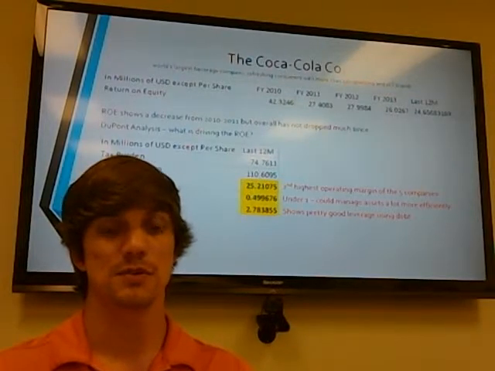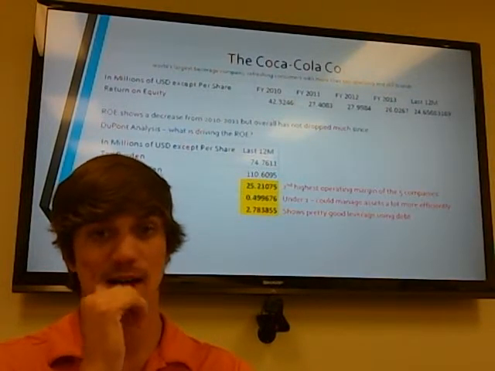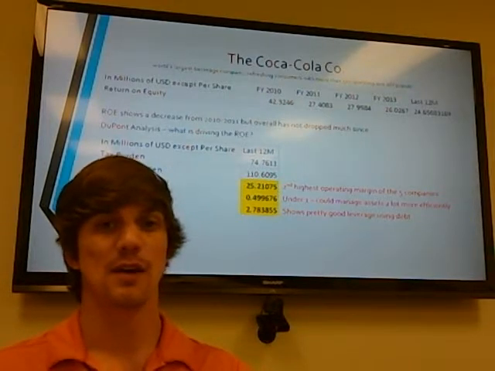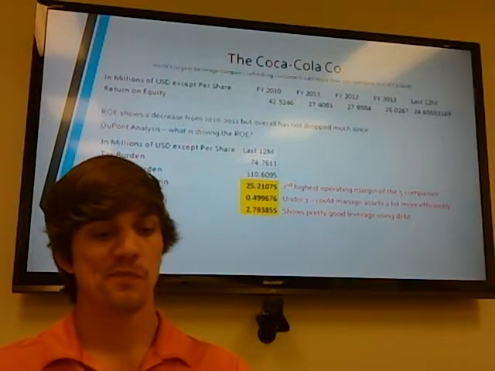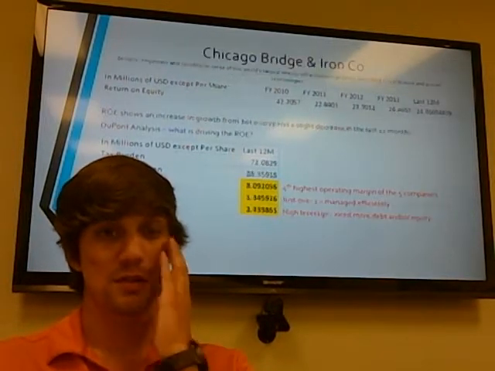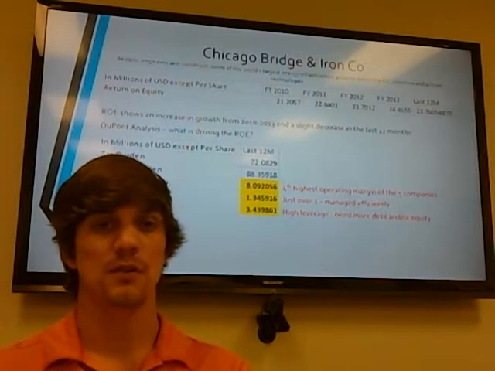The operating margin's pretty high. It's actually the second highest of the top 5 companies. So in that aspect, they're doing okay. Let's look at Chicago Bridge and Iron real quick.